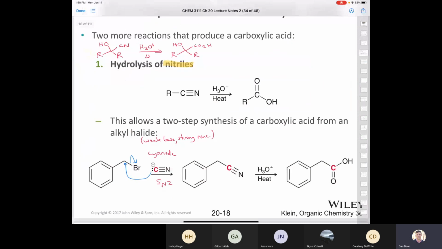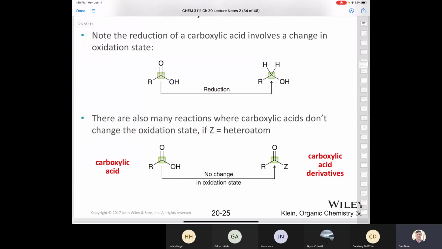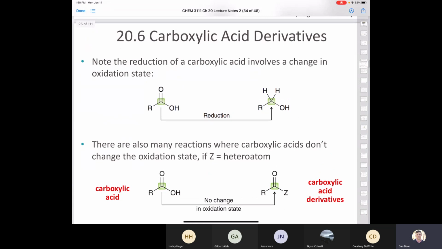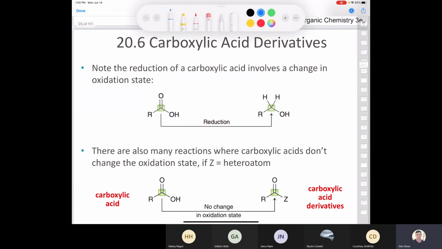So let's get back into it here, and let's talk a little bit more about all these carboxylic acid derivatives. Right, that's the title of the chapter. Chapter 20 is called Carboxylic Acids and their derivatives. So you can imagine we're going to spend a lot of time talking about carboxylic acid derivatives. Well, it says here that the reduction of a carboxylic acid that we did, right? We just learned how to do this. We did it with borane, THF, or we did it with lithium aluminum hydride followed by aqueous acid, right?